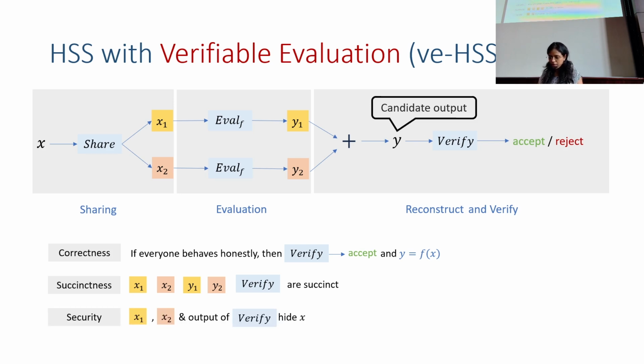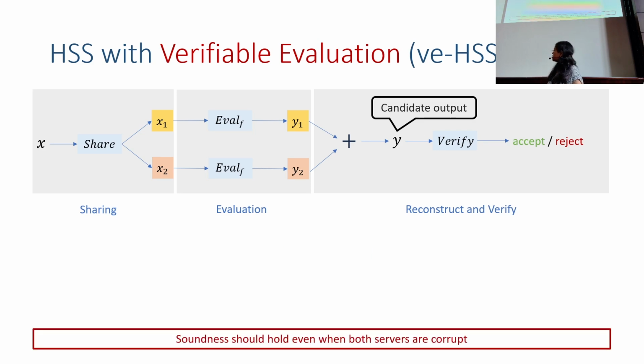And finally, for privacy, we augment the privacy notion from a regular HSS scheme. In this setting, we say that privacy should hold even if the malicious servers are able to see the outcome of the verification algorithm. So even if they're able to tell whether or not their potentially malformed output was accepted or not, privacy of the original input still holds. So these properties were analogous to a regular secret sharing scheme, but in HSS with verifiable evaluation, we also additionally require two soundness properties.